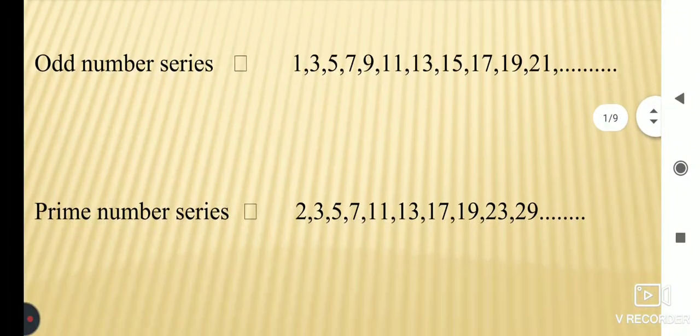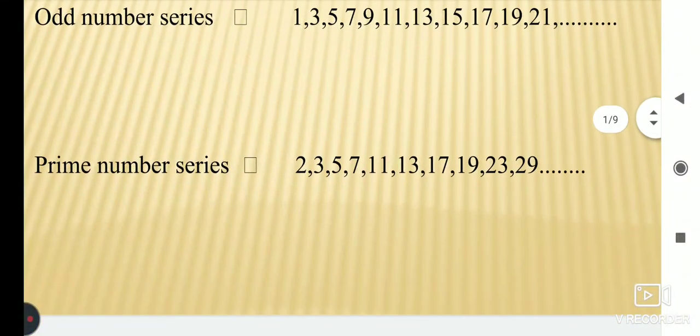In this example there is a pattern of prime numbers. All these numbers are prime numbers: 2 3 5 7 11 13 17.